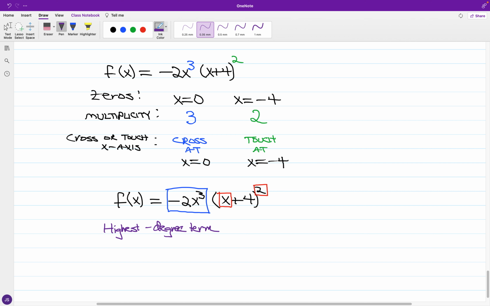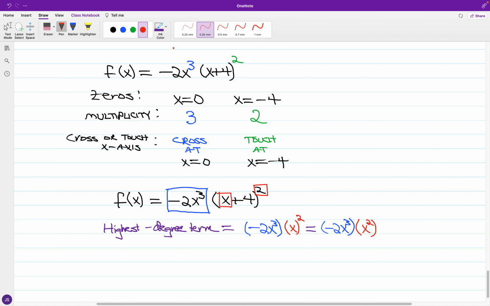So we have the highest degree term. Multiplying out, you've got negative 2x cubed, and for the second component from x plus 4, x is the higher order. And again, that expression was squared, so the higher order portion is going to be squared. And for the follow-through, again we have negative 2x cubed, and for x to the second, that's going to be x squared.